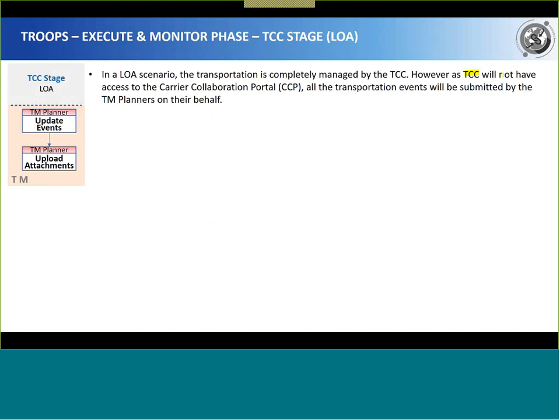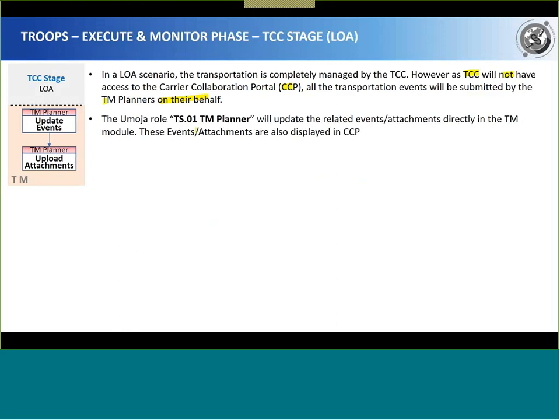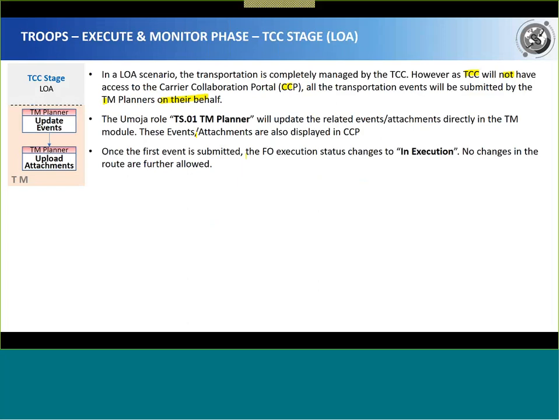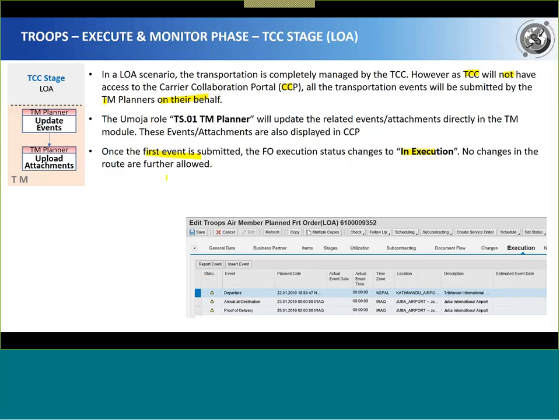Okay, so in here you have it. TCCs will not have access to the carrier collaboration portal, and all events will need to be submitted on their behalf, in case MoveCon in the missions needs to submit any event. As we said, once the first event is submitted, the FO changes to in execution, and no changes in the route are further allowed. So here we have some examples about the events.